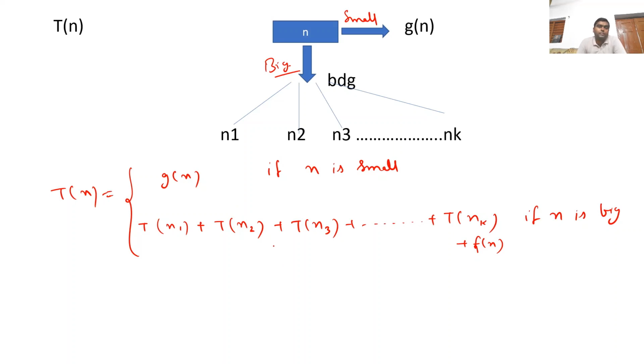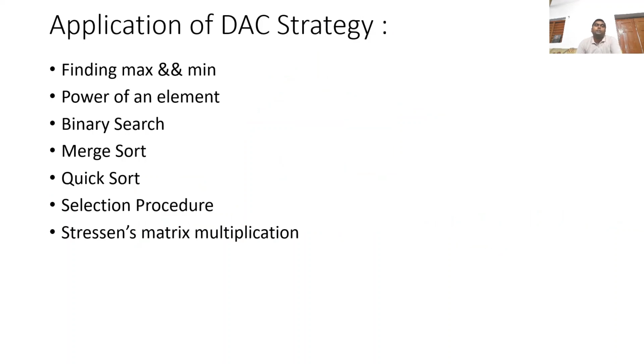Okay, so this is the case. So this is the general structure. Maybe uniform division is possible, or non-uniform division is also possible. Okay, so there are some applications related to a divide and conquer strategy, like finding maximum and minimum, power of an element, binary search.